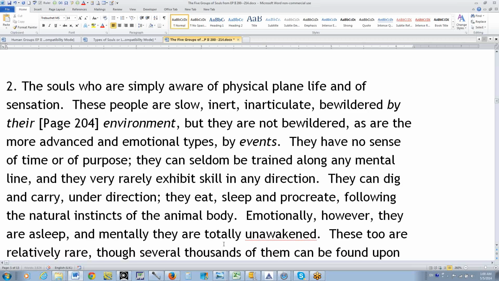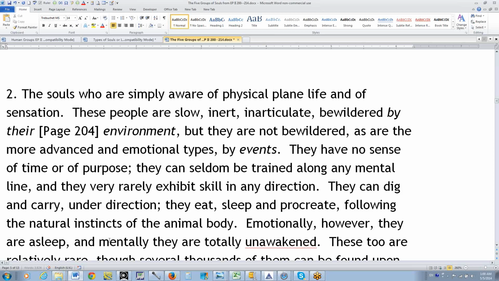They have no sense of time or of purpose. They can seldom be trained along any mental line, and they very rarely exhibit skill in any direction. They can dig and carry under direction. They eat, sleep, and procreate, following the natural instincts of the animal body. Emotionally, however, they are asleep, and mentally they are totally unawakened.